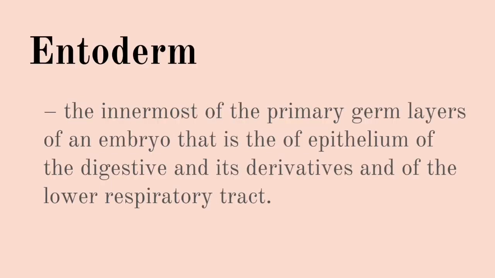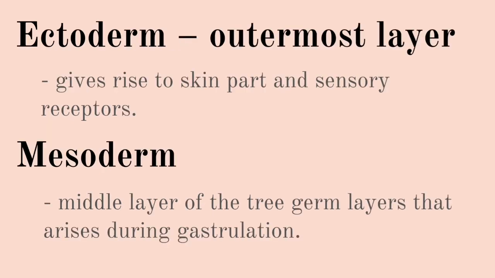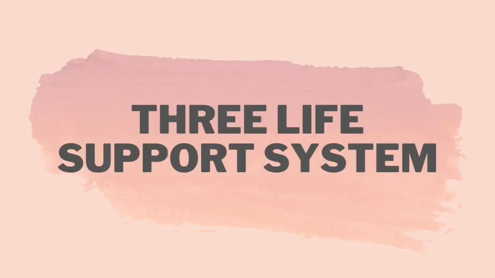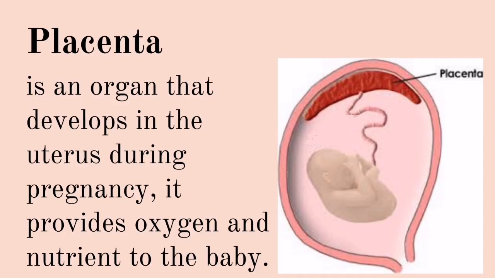Endoderm: the innermost of the primary germ layers of an embryo, that is the epithelium of the digestive tract and its derivatives and of the lower respiratory tract. The second one is the ectoderm, the outermost layer that gives rise to skin parts and sensory receptors. The last is the mesoderm, the middle layer of the three germ layers that arises during gastrulation.